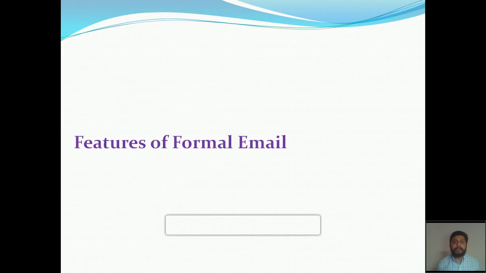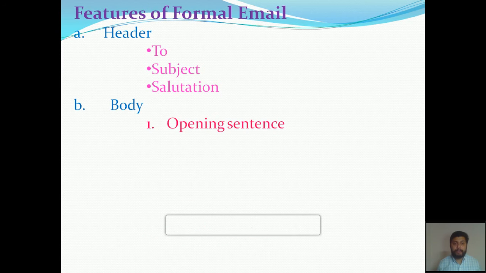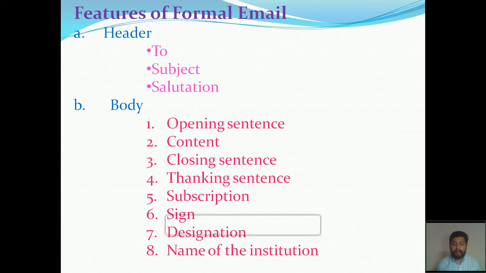Here comes the features of formal email. There will be a header which consists of the to address, subject and salutation, and then there will be a body which consists of opening sentence, content, closing sentence, thanking sentence, subscription, signature or sign, designation, and finally the name of the institution. So these all elements should be there in a formal email. Now let's discuss each one of these points in detail.